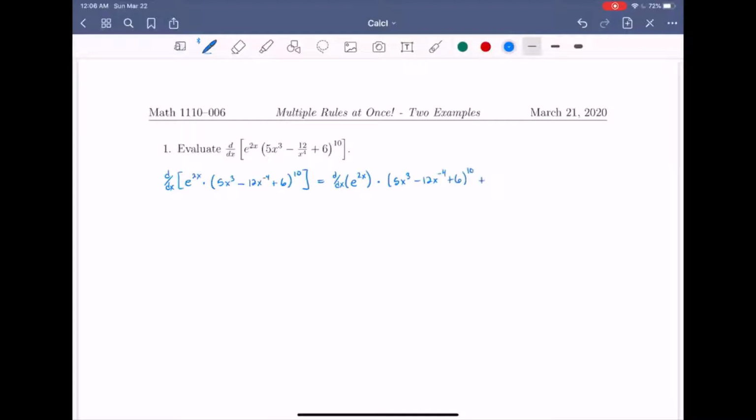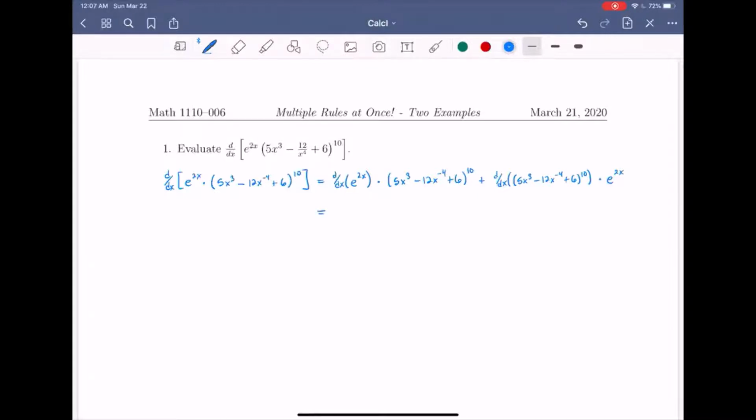Plus, I'm going to do the derivative of the second, (5x cubed minus 12x to the negative 4 plus 6) all raised to 10. And then I'm going to multiply all that by the first just left alone. Notice again, I'm just saying this for emphasis, but I didn't actually take any derivatives here. I just wrote that I was going to take derivatives, and I'm working my way from the biggest zoomed out perspective towards the inner nitty-gritty details of the expression.